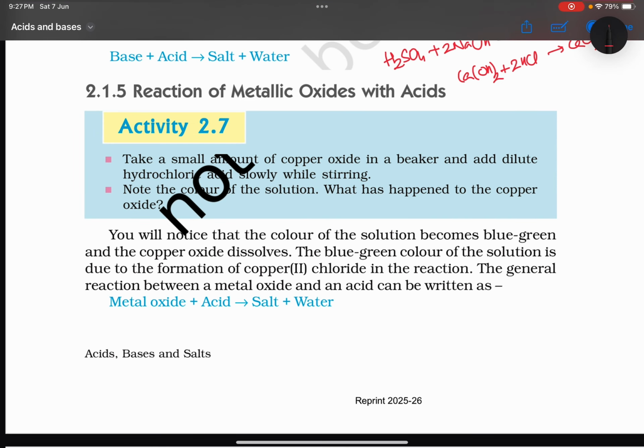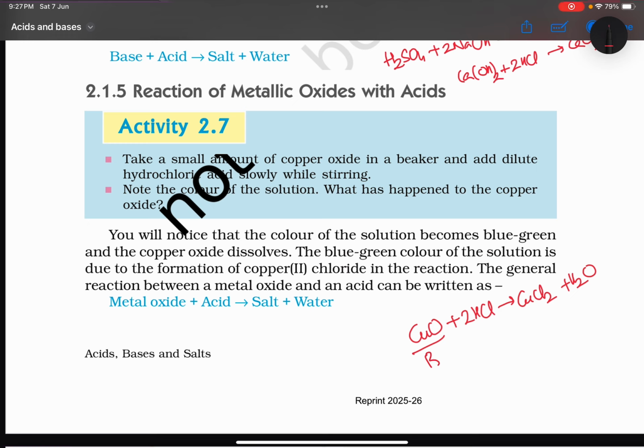Okay, just focus. Reaction of metallic oxides with acids. Metallic oxides are basic in general. Non-metal oxides are acidic in general. Metallic oxide, take a small amount of copper oxide in a beaker. Copper oxide, CuO, we are taking here in a beaker, and dilute hydrochloric acid, 2HCl, is added. The reaction gives CuCl2 plus H2O.